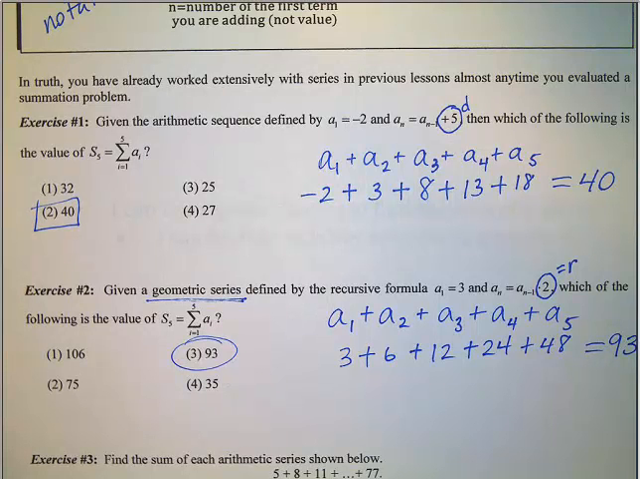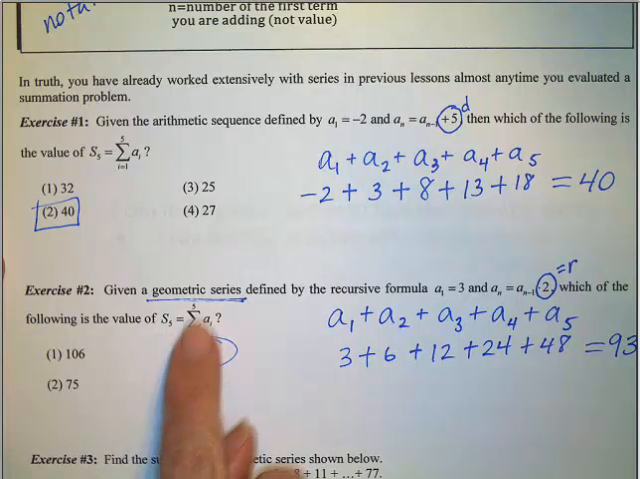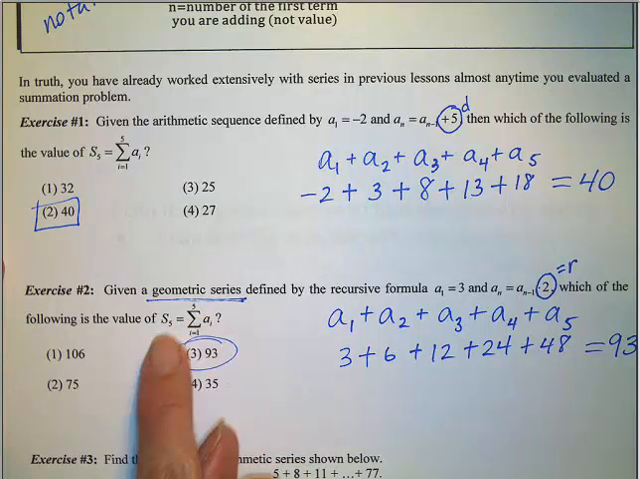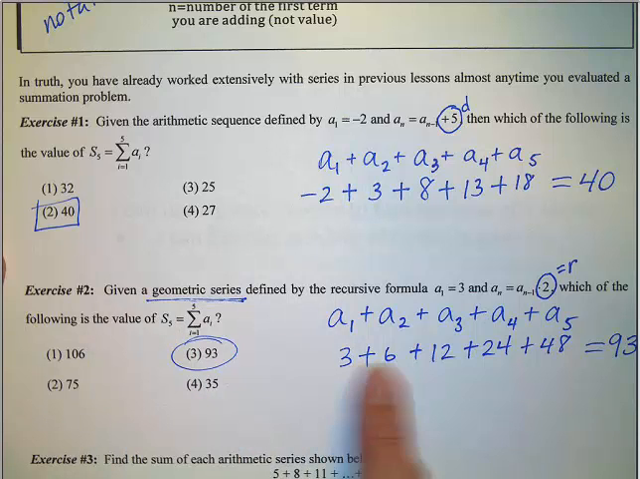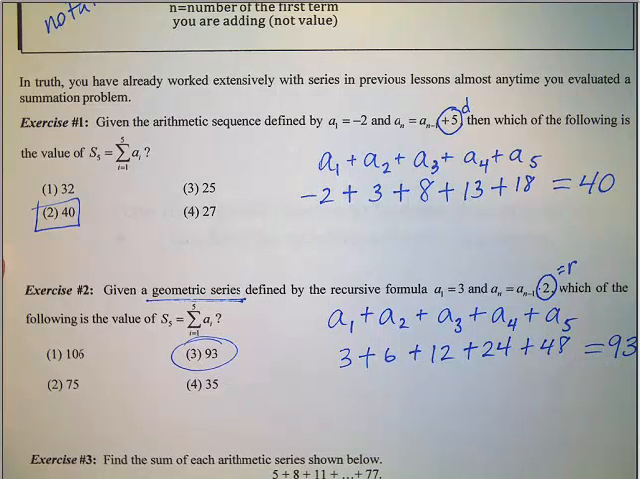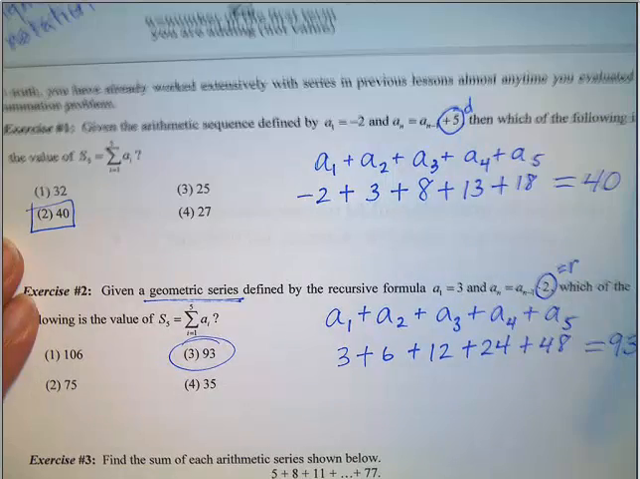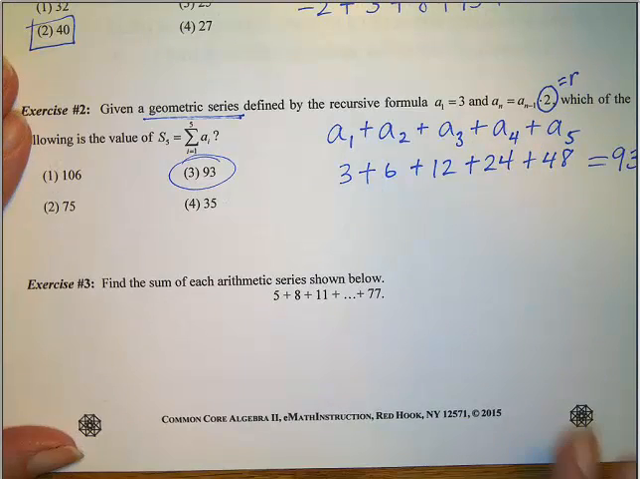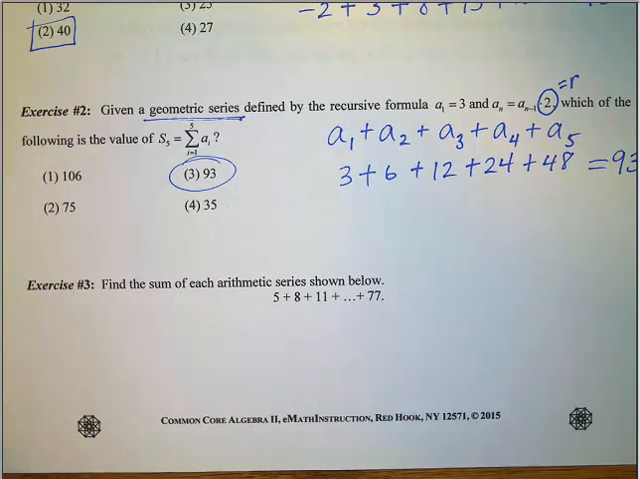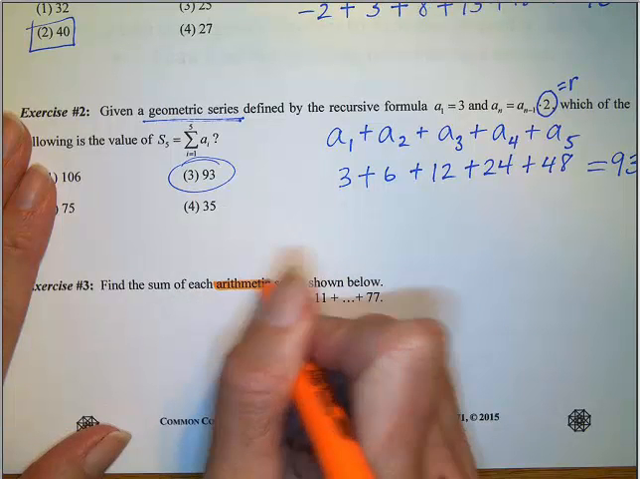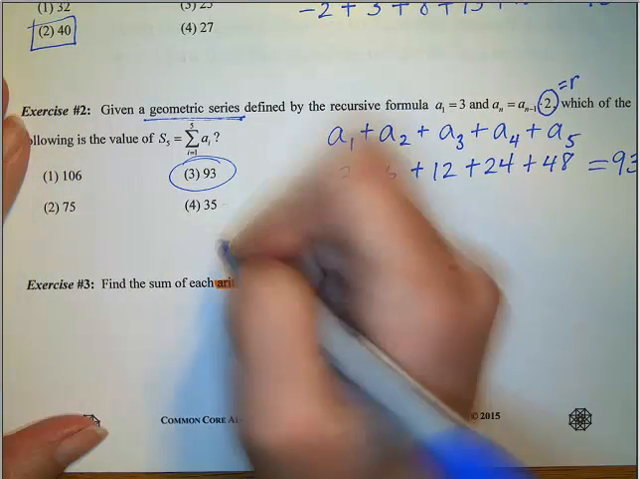So they're not going to give you this definition here. They're just going to tell you to find the sum of the first 5. You have to know that you find the 5 terms, if they're not given to you, and you add them up. It's not always that easy, of course. So in exercise 3, find the sum of each arithmetic series shown below. Notice, arithmetic means we are adding.